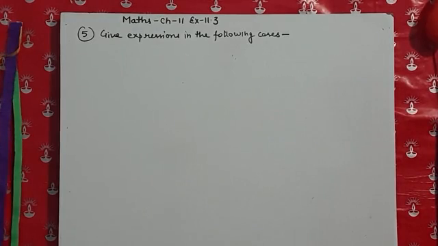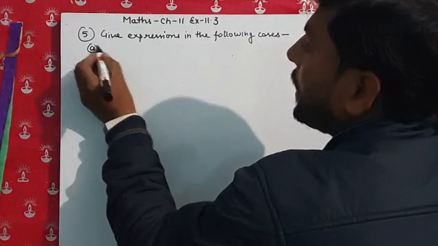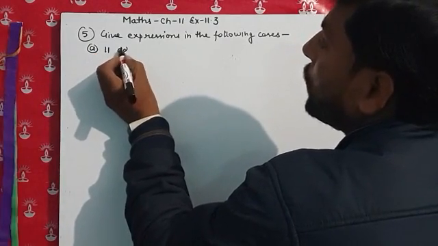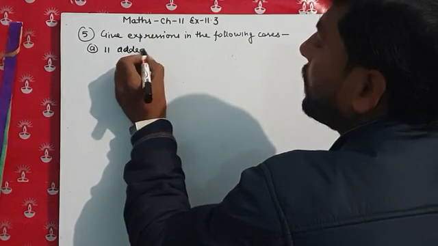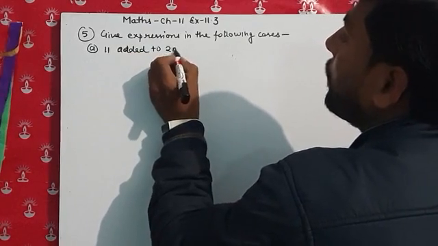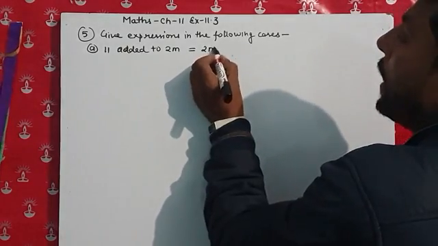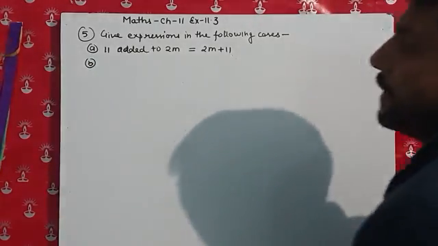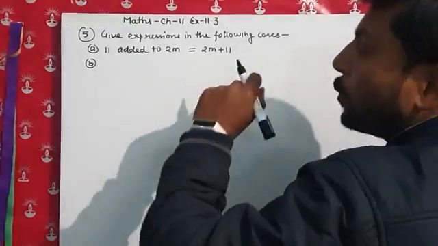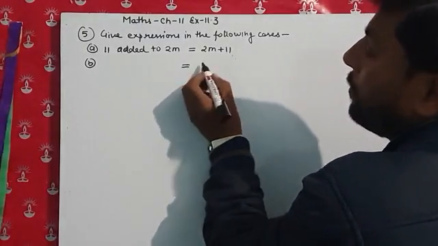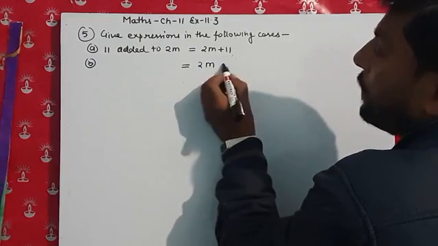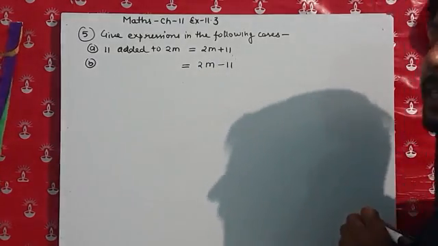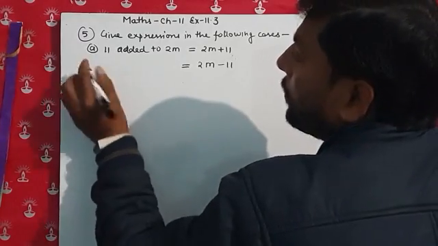So here question number 5, again the same question. Give expressions in the following cases. In the first part, the question is saying 11 added to 2m. So simply we will write down 2m plus 11. In the B part, the question is asking 11 subtracted from 2m. So we will write down 2m first, then we will subtract 11. That is 11 subtracted from 2m.